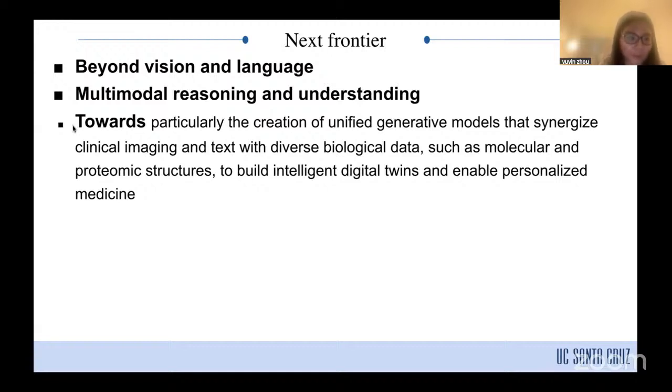So definitely we need to integrate more biological data into this multimodal reasoning and understanding pipeline. So the final goal, I believe, is to build a model towards the creation of unified generative models that synergize clinical imaging and text with diverse biological data, such as molecular, proteomic structures, other proteins, pathology data, and even more modalities such as EHR, etc., to build intelligent digital twins and enable personalized medicine. So definitely, our next goal in the next few years will be to build more powerful models in this direction.